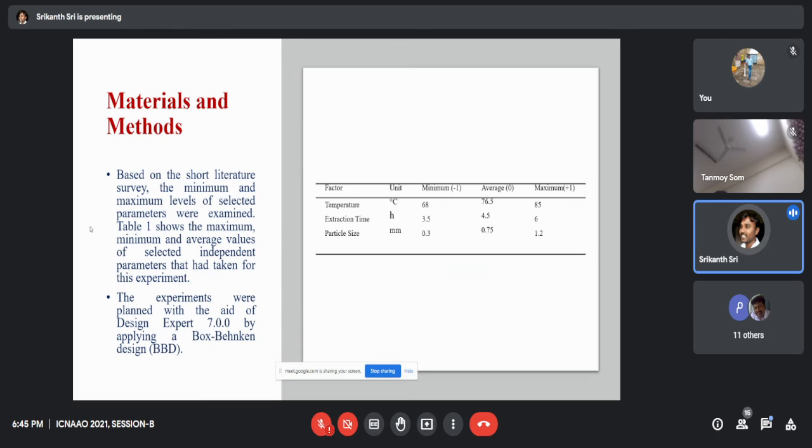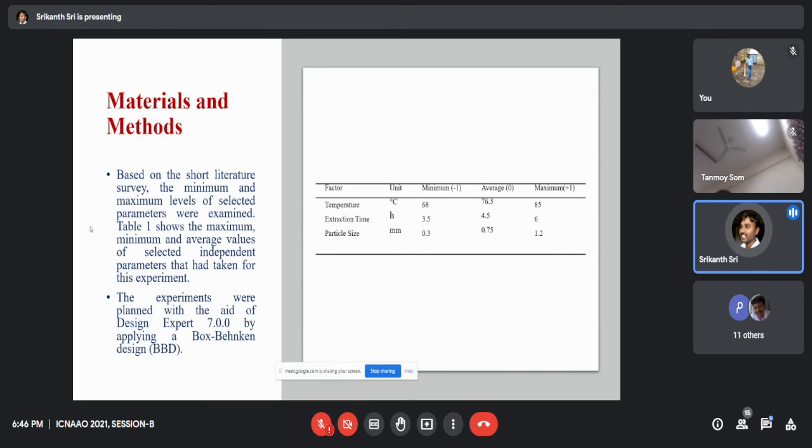The minimum, let's take the -1 value, temperature is about 68, extraction time is 3.5 hours, particle size is 0.3. And the average, let's suppose take the value of 0, is 76.5 temperature, 4.5 extraction time, and 0.7 for particle size. And the maximum is 85 temperature, extraction time is 6, and the particle size is 1.2.